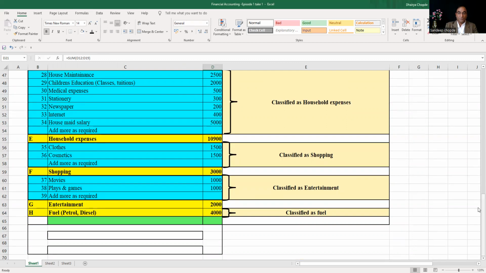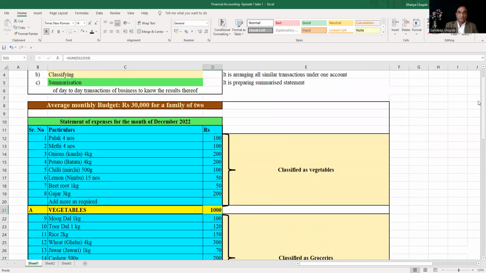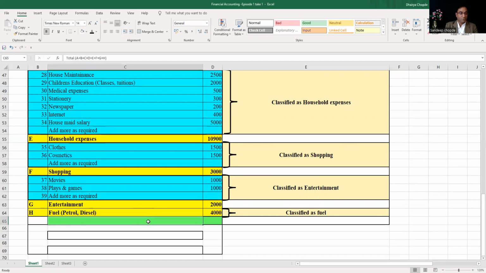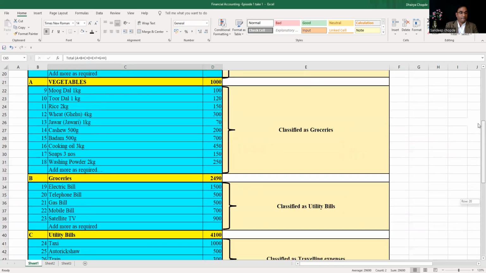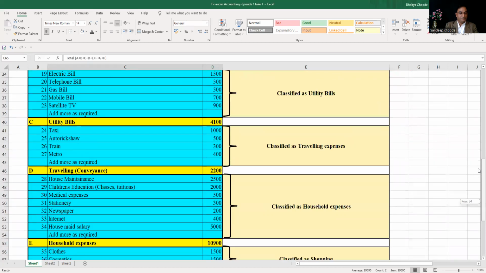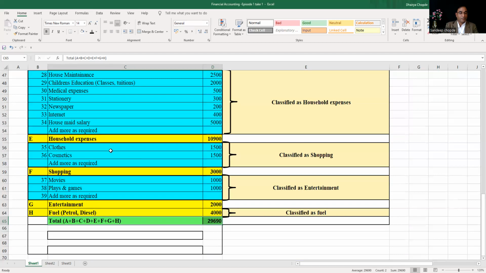Now you would also like to know how much you have spent in total, because I started with rupees 30,000. At the end of the month, how much is my total expenditure? So what you do is you add all the main headings, starting with vegetables, you add groceries, utility bills, traveling, household expenses, shopping, and so on. You add all these expenditures and that total comes to 29,690.